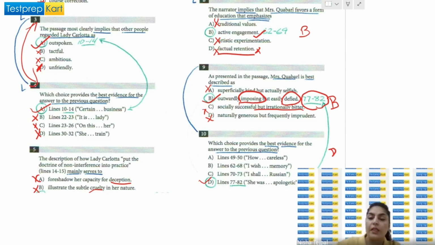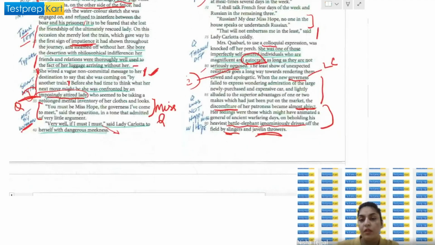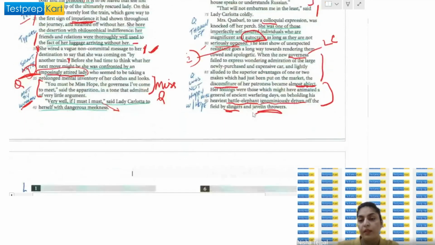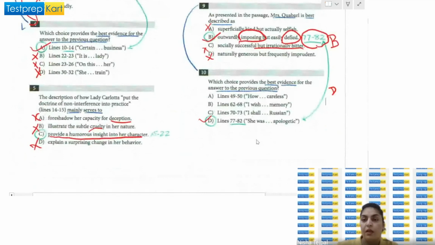When we say that unless somebody opposes her, she is quite dominating. So we know that she is dominating or imposing, but easily defied, but can also be opposed. Easily means can also be. Okay. So this is our right answer, D. And what are the other lines saying? A, B, C. Let's also read them.